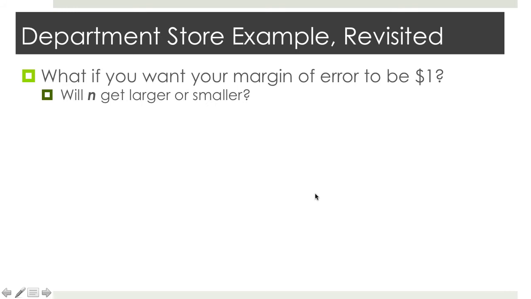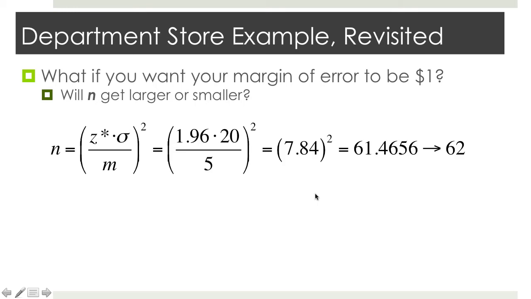Will n get larger or smaller? If you think about that for a second, we've talked about this in a previous video. What's going to happen to our interval and our margin of error as our sample size changes? If you think back to the expressions that we've been working with, typically the larger the sample size, the smaller the margin of error. So if you want a smaller margin of error, then you're going to need a larger sample size, and vice versa.